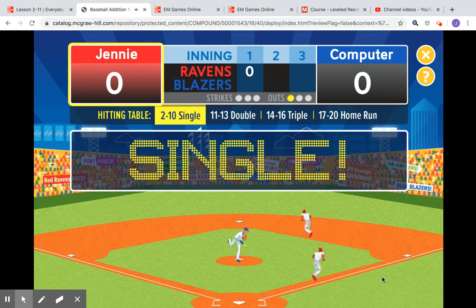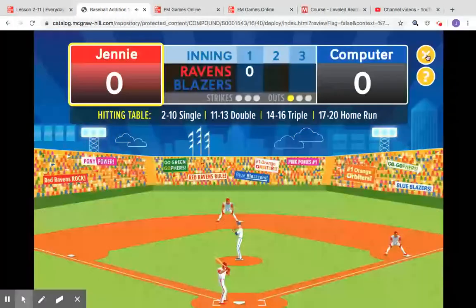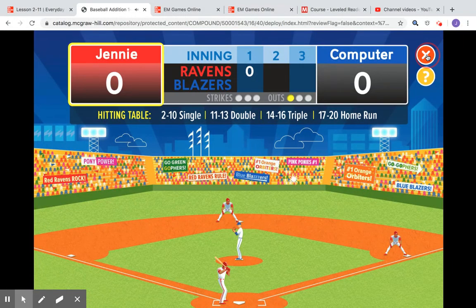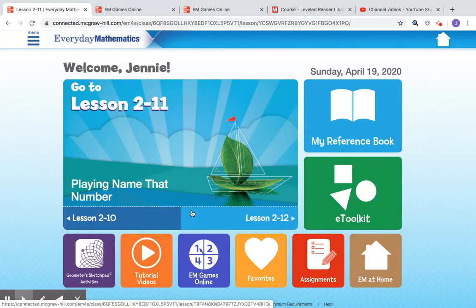A solid single. And the game is going to continue. And you can play that for a little bit to practice your math facts. You may use your number grids for this as well. I'm going to end the game. And that is all for lesson 211.